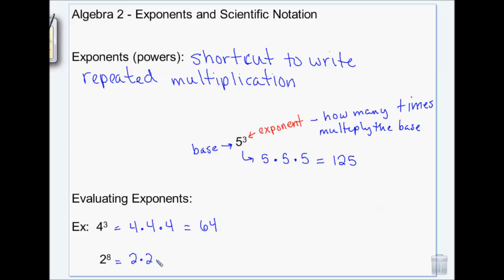2 to the 8th is 2 times 2 times 2 times 2. Okay, so 2 times 2 is 4, times 2 is 8, times 2 is 16, times 2 is 32, times 2 is 64, times 2 is 128, times 2 is 256. Exponents get really large really fast, right? We have 8 2's, that's 256. It's known as exponential growth. If you ever hear that term, exponential growth means things are growing at a really fast rate like that.